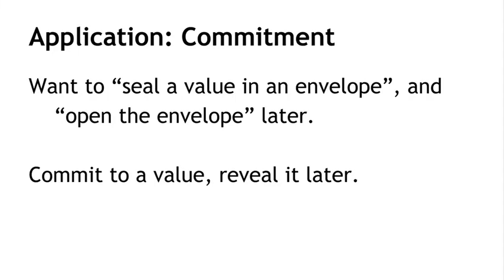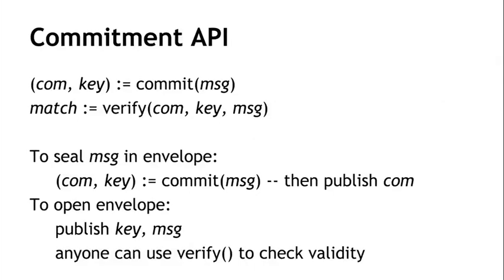So to be more specific about what is the API that we're going to provide here, the commitment API looks like this: there are two things you can do. First, you can commit to a message, and that's going to return two values, a commitment and a key. Think of the commitment as the envelope that you're going to put on the table, and the key as a secret key for unlocking the envelope. Then later, you allow someone else to verify, given a commitment and given a key which you've told them in the meantime, and the message, they can verify that that commitment, key, and message really do go together, and this will return true or false.